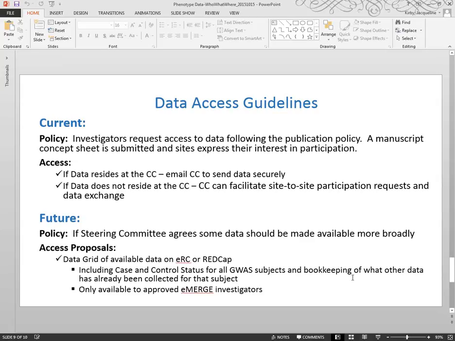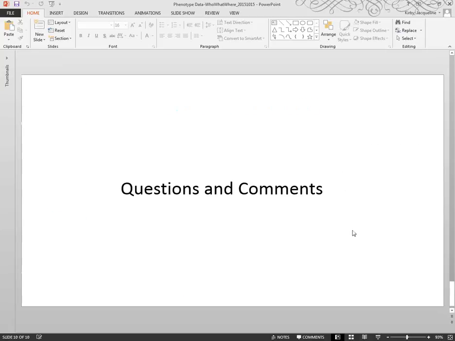So yesterday we had this conversation on the steering committee, and it was agreed that some of this data should be made more broadly available. And in terms of that, we've discussed making almost like a data grid of the available case control status across the GWAS studies, and keeping a bookkeeping of what other data may be available. And so from here, I'd like to open it up to questions or comments.